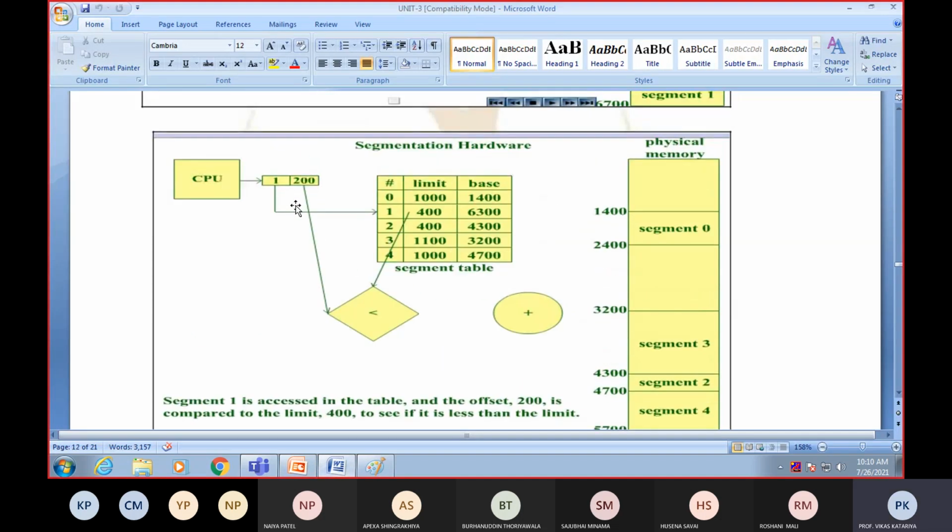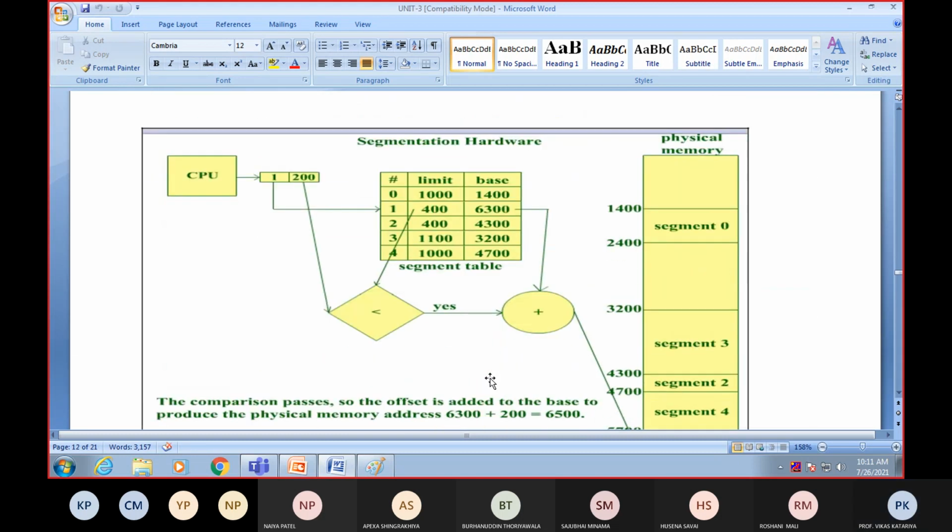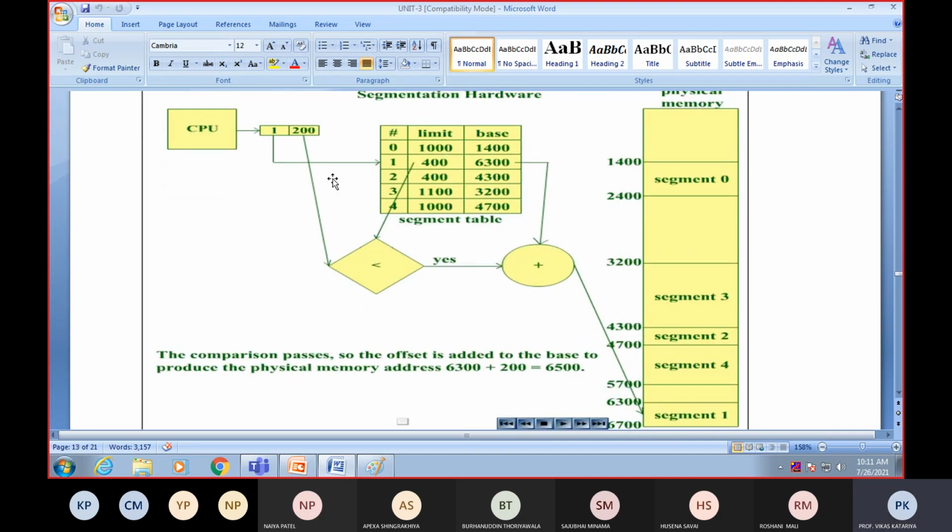So let's continue. Byte offset 200 is checked to see whether it is less than the limit. 200 is less than 400, so yes, the condition is true. Segment 1 is accessed in the table and the offset 200 is compared to the limit 400. If it is less, then we add the base address. So the byte offset 200 will be added to the base address of segment number 1.